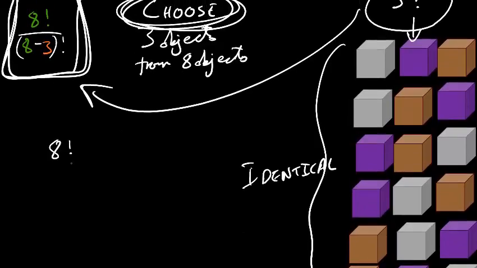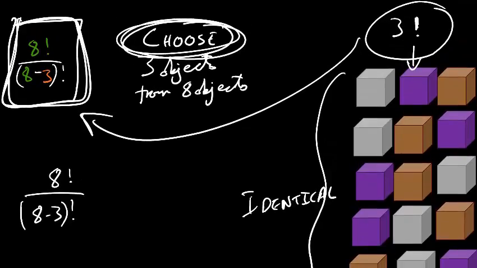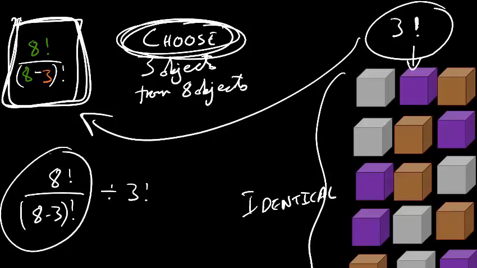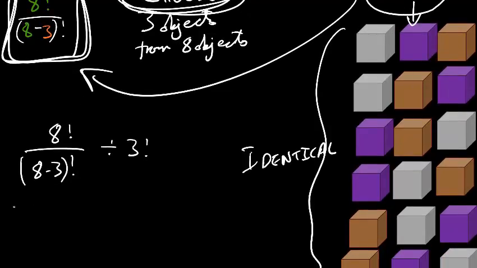So I have 8 factorial over 8 minus 3 factorial. Then I want to remove the 3 factorial. Well, if I want to remove 3 factorial, I'm just going to have to divide through by 3 factorial, because all of this formula involves multiplication. So in order to remove stuff which I'm multiplying, just divide. So I divide 8 factorial over 8 minus 3 factorial by 3 factorial.